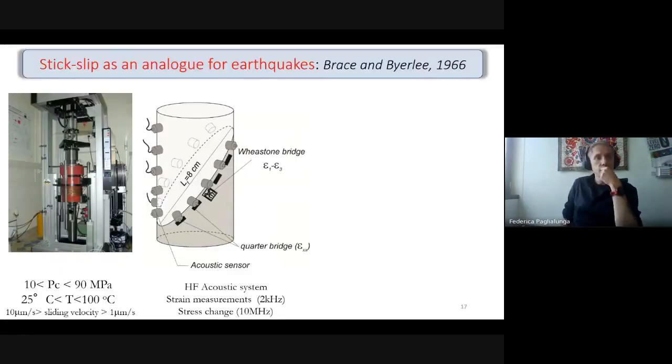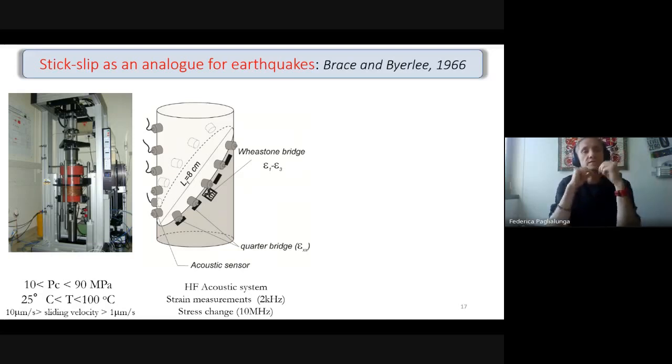Here I'm showing you the experimental apparatus I was using during my PhD that I did with Alex Schubnel and Raul Madariaga. We did experiments in rocks with confining pressure ranging from 10 to 90 MPa, so up to 4 kilometer depth, at different temperatures. And the results I wanted to show you today are some results that we got recently.